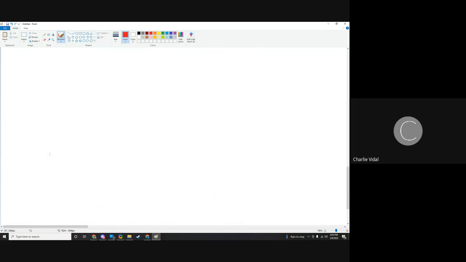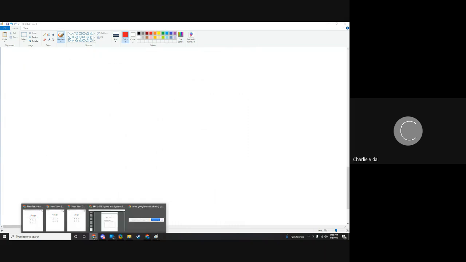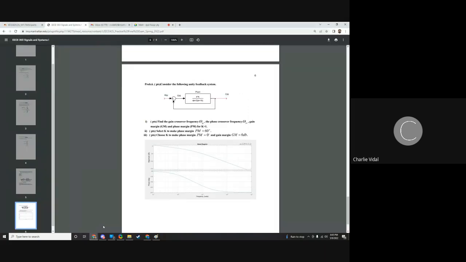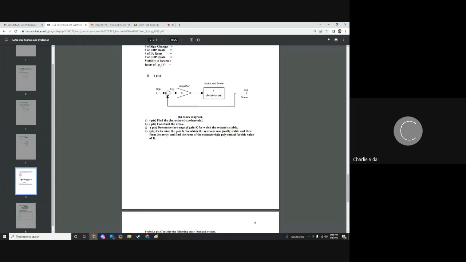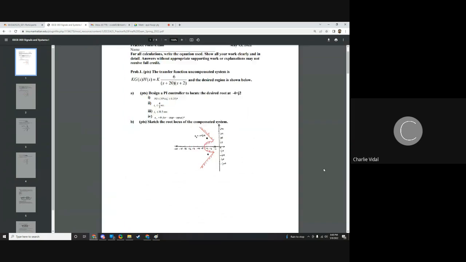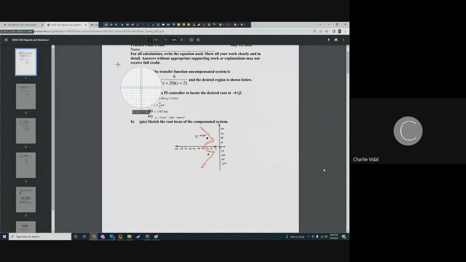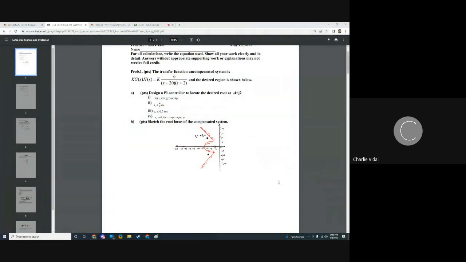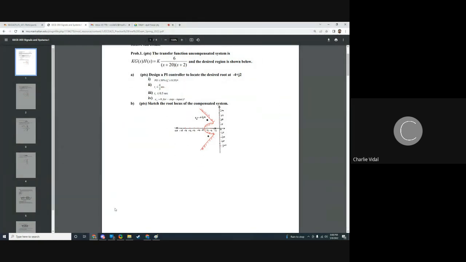Okay, so now we're going to go on to the next problems. The next problems are decently not too hard, but they're definitely a lot more work. It's pretty much the problems that we were doing before, the PD controllers from the last quiz, but these are now PI controllers and PID.